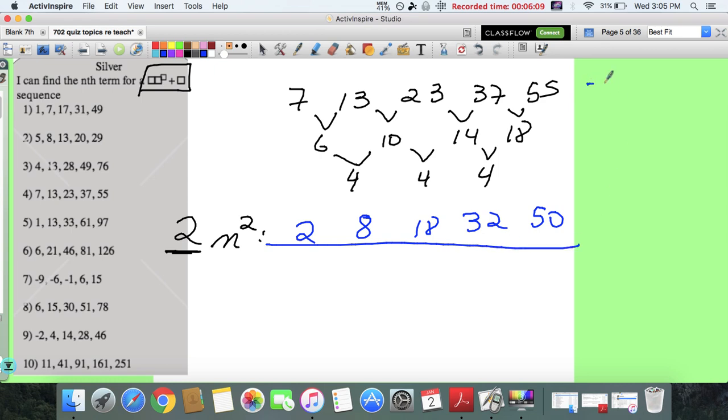Now we're going to subtract from our first sequence. 7 minus 2 is 5. So you notice that everything is 5. 5, 5, 5. So no adjustments here necessary.